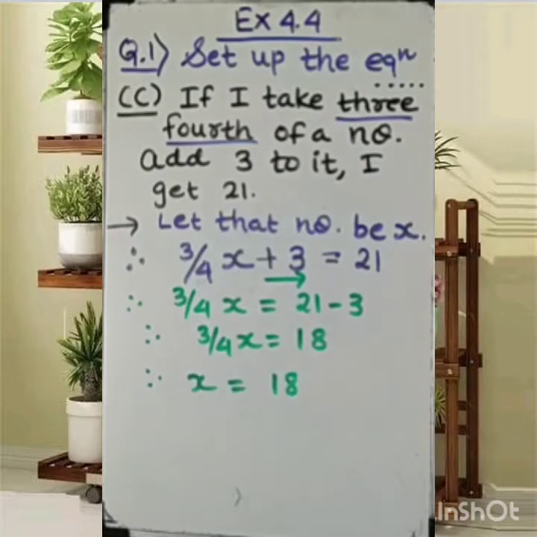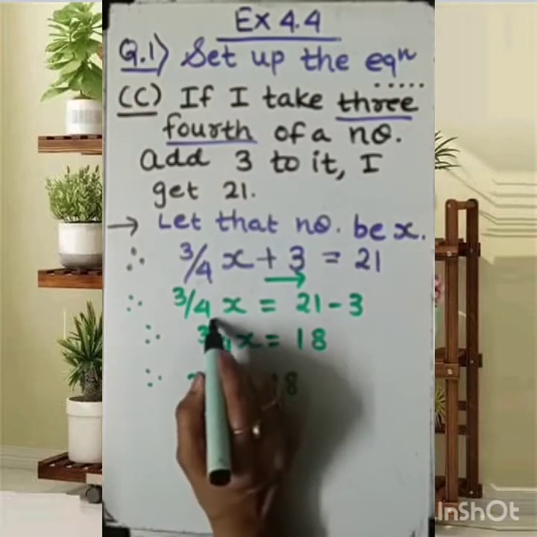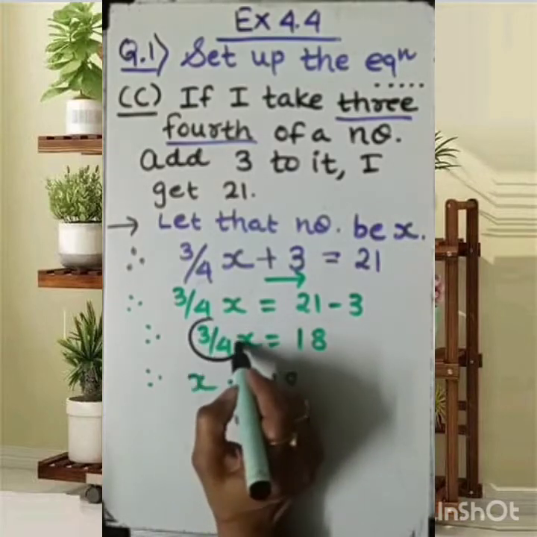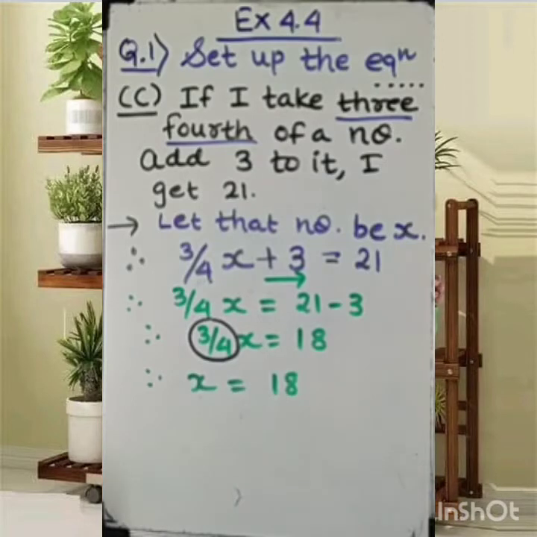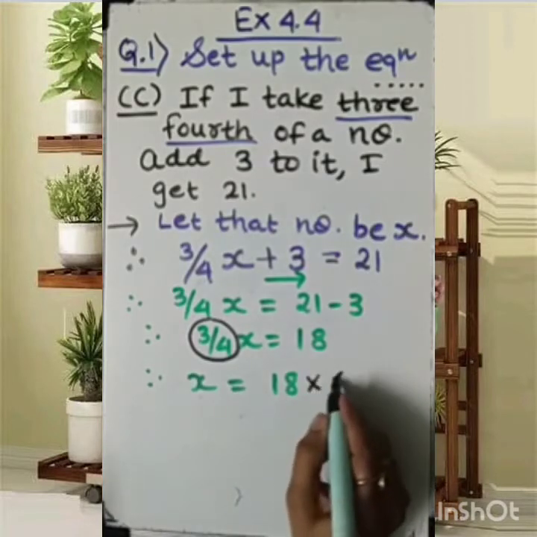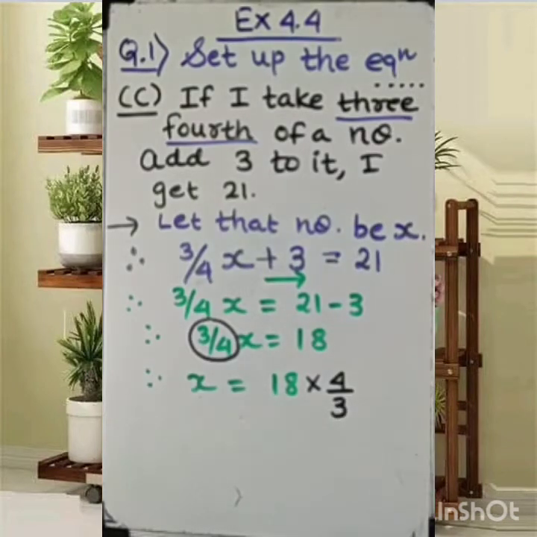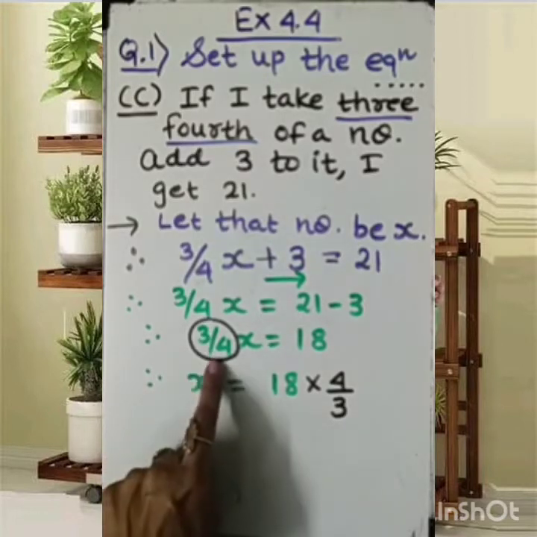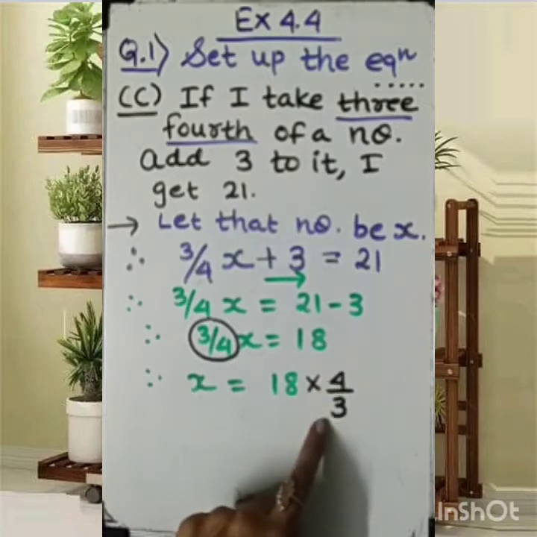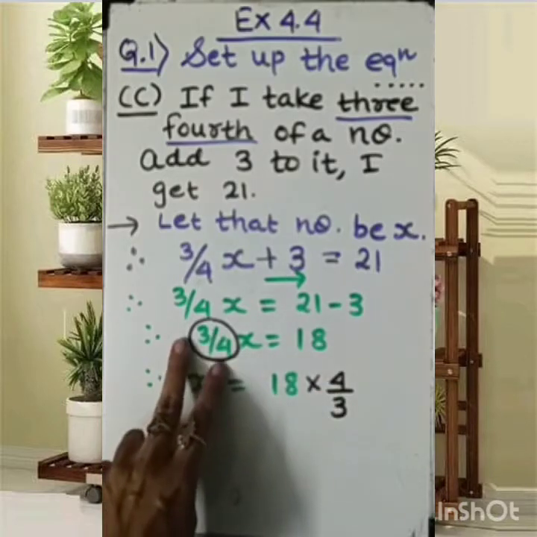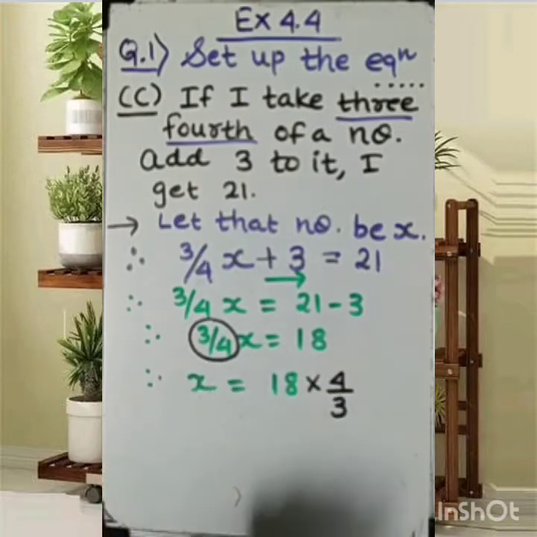If you remember nicely, when I explained exercise 4.3, I told you that this 3/4 will be shifted to this side. The numerator will become the denominator and the denominator will become the numerator. I told you the word reciprocal: the reciprocal of 3/4 is 4/3. The reciprocal of this number we need to write over here.